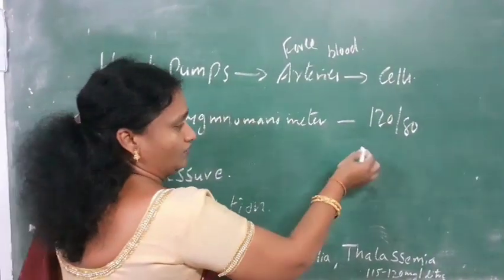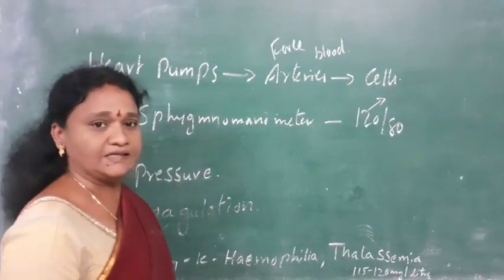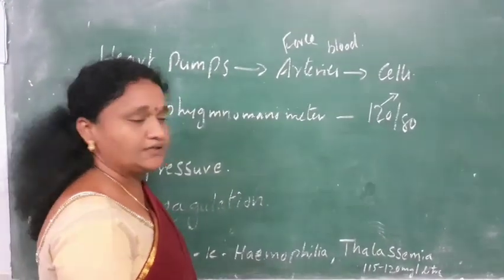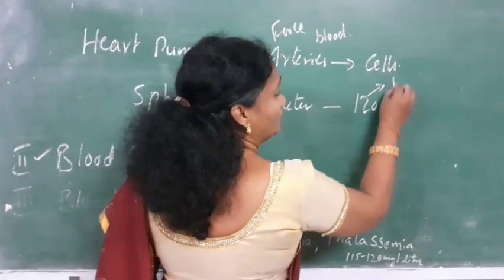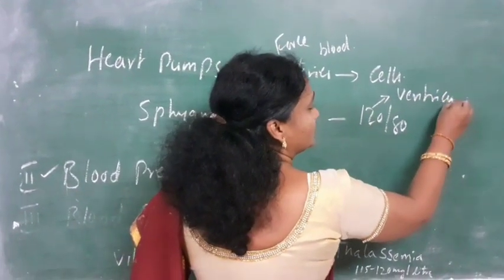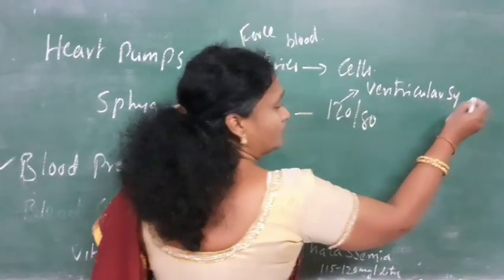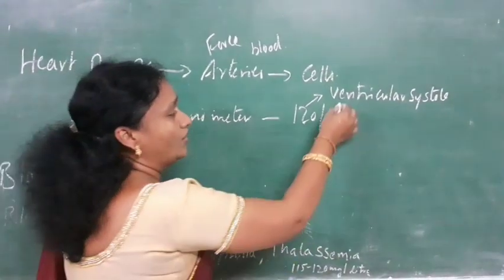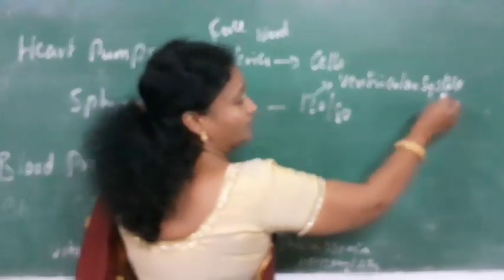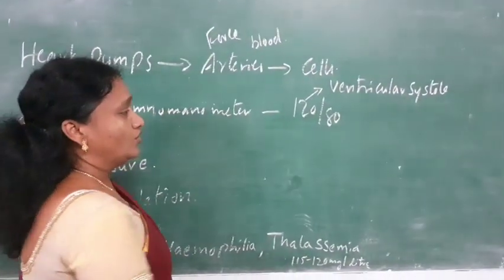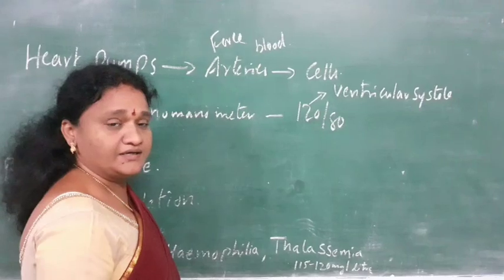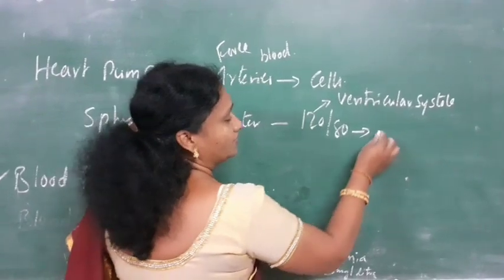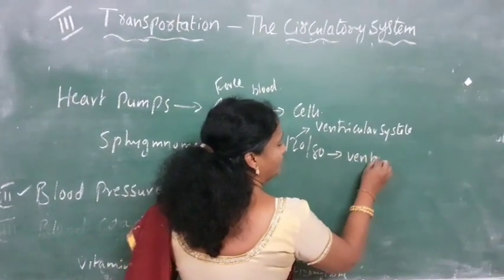The 120 indicates that whenever the ventricle contracts, it creates a large amount of pressure on the walls of the artery. That contraction of the ventricles is called ventricular systole. When ventricles contract, a large amount of pressure is created on the walls of the arteries. So we will be calling it ventricular systole. When the ventricles relax and are ready to take the blood from the auricles, we observe less pressure, so we will be calling it ventricular diastole.